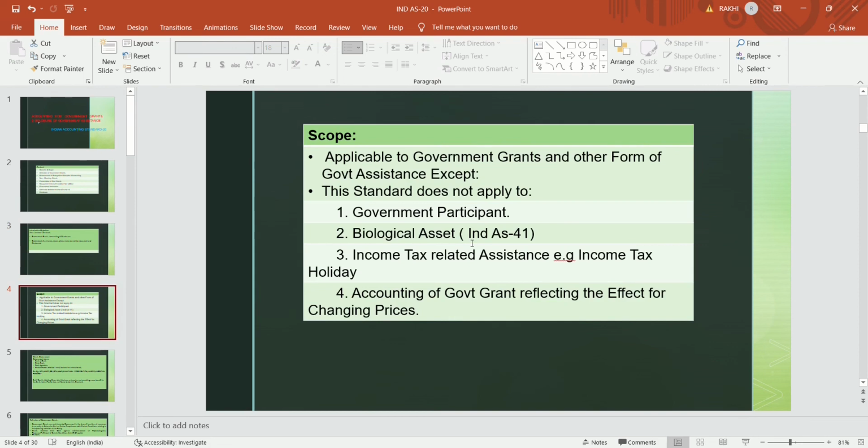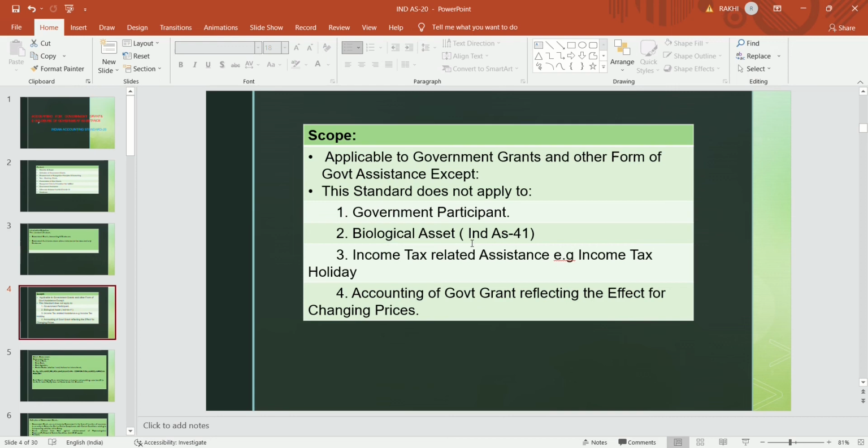What is the scope? What does government grant include, and what does it not include? Generally, this standard is applicable to all types of grant given by the government to the company, both monetary and non-monetary, and other forms of government assistance. Government grant is any kind of help given by the government to the company.